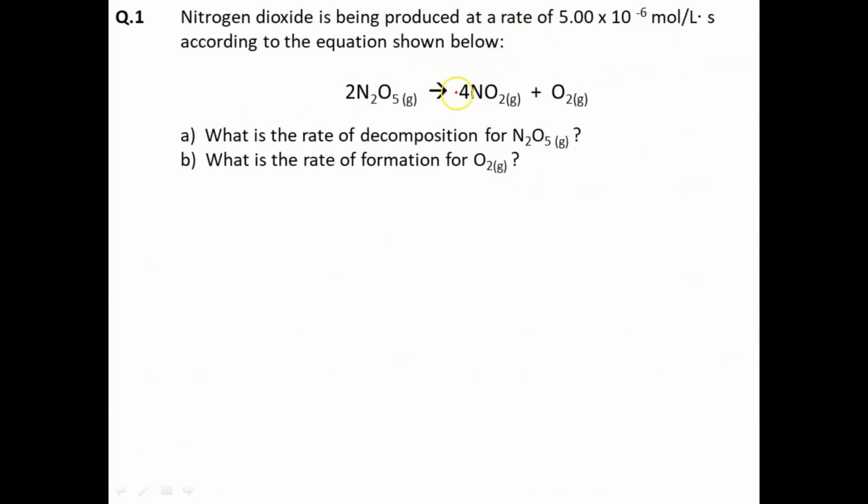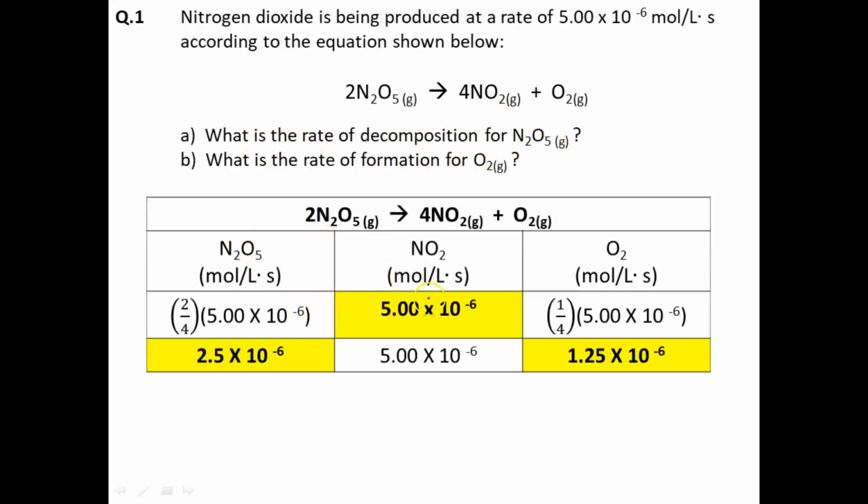So, given that information and the equation below, what is the rate of decomposition for N2O5, and what is the rate of formation for oxygen? Now, you don't have to organize your information this way. I did, because it just graphically makes sense to me this way. You'll notice that the value was 5 times 10 to the power negative 6 for nitrogen dioxide. That's the value that was given to us over here. And then it's a 2 to 4 ratio of N2O5 to NO2. So for every 2 N2O5s, 4 NO2s are produced. So that's why it's a 2 over 4 ratio.